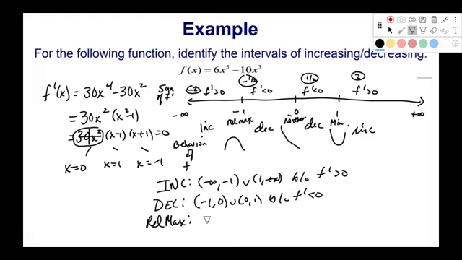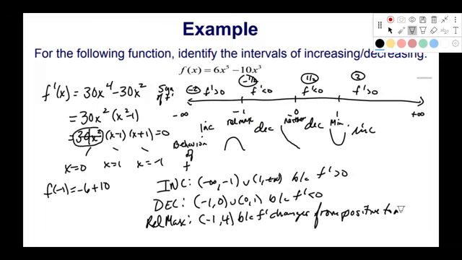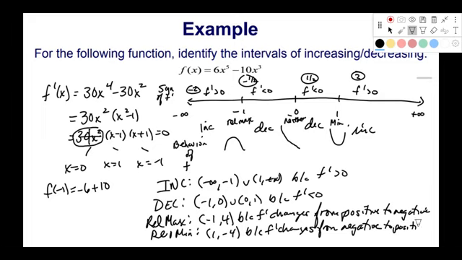There's a relative max at the point negative 1, comma. Well, I'd have to plug negative 1 into the original. So f of negative 1 is going to be negative 6 plus 10, so 4, because f prime changes from positive to negative. And then there's a relative min at 1 comma negative 4 because f prime changes from negative to positive. And there's my first derivative test analysis. There's all of it. Okay, not just the intervals of increasing, decreasing, but also the relative mins and relative maxes.